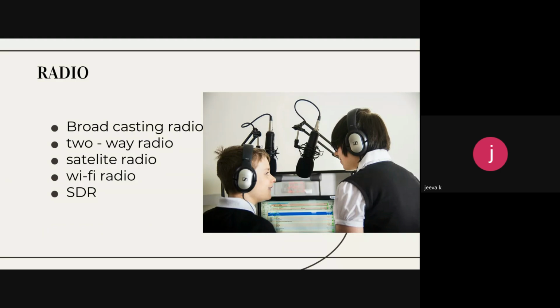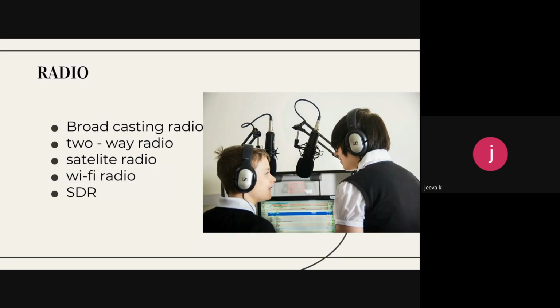But there are some negatives in satellite radio. Countries that have satellite radios have too much investment in them, so that each and every rural area can also receive the frequency.